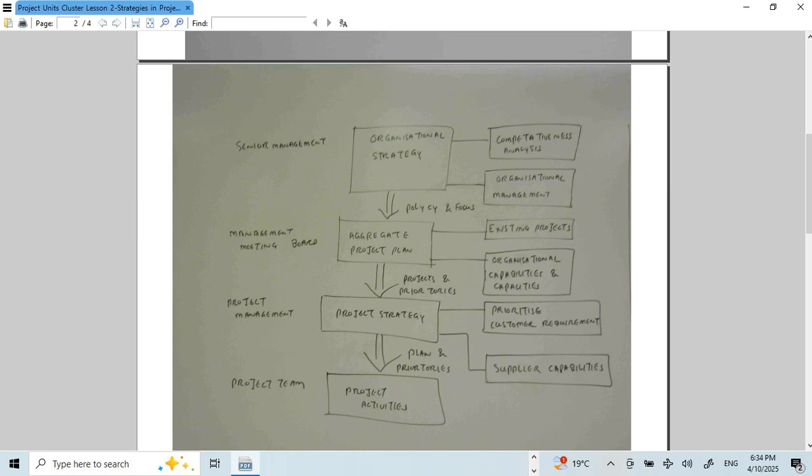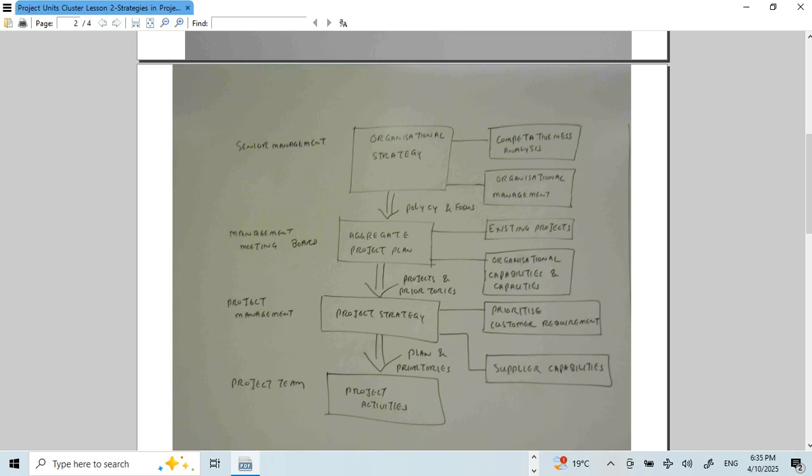Then you have to set the project priority. Which one has to be done first? In this case, you need to prioritize the customer requirements. Customer requirements are different, so you have to prioritize them. Those are included in the project strategy. In the meantime, you have to utilize the tools and materials, so the suppliers' capabilities are also taken into account. Those things are included in the project strategy.